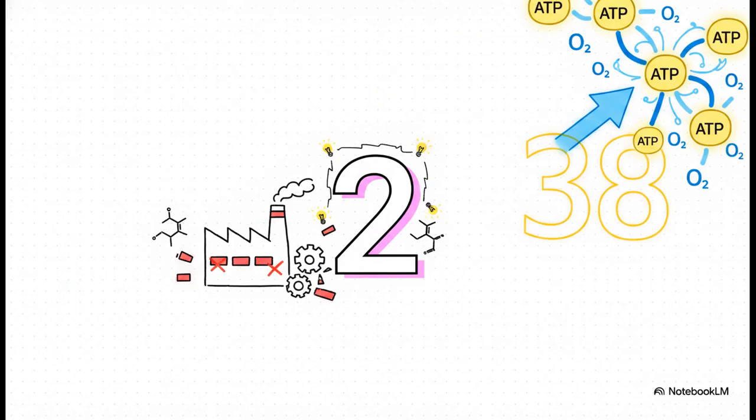Without oxygen, your total net gain of ATP per glucose molecule drops to just 2. It is a far, far cry from the 38 ATP you get when the oxygen flows freely. But it's just enough to keep the factory's emergency lights on and keep the cell alive in a pinch.